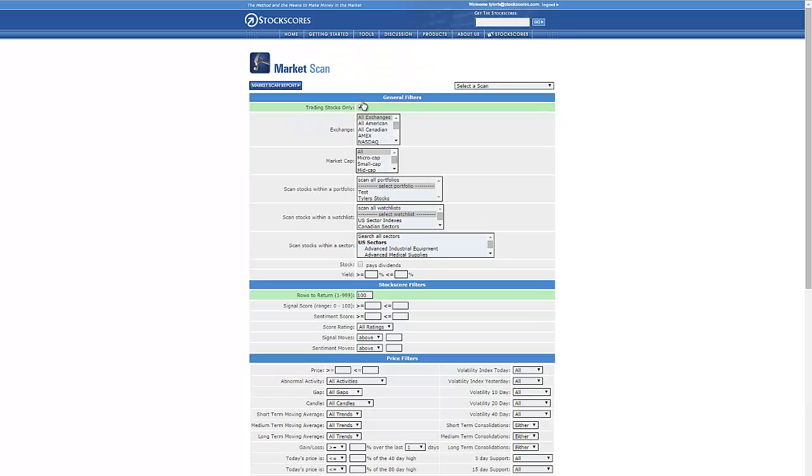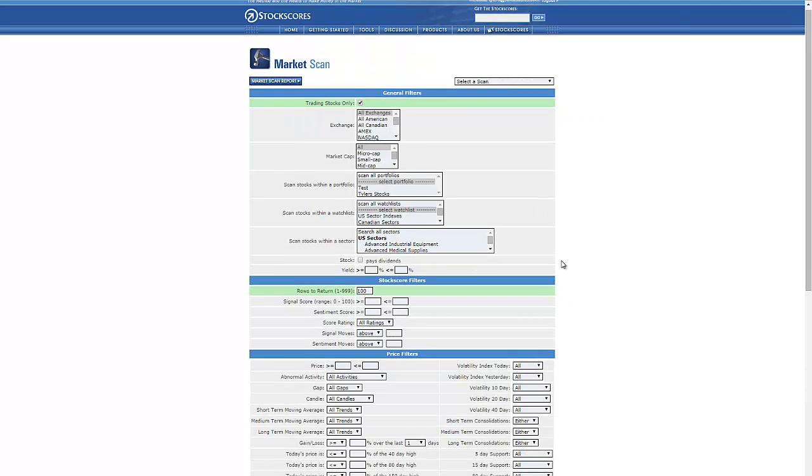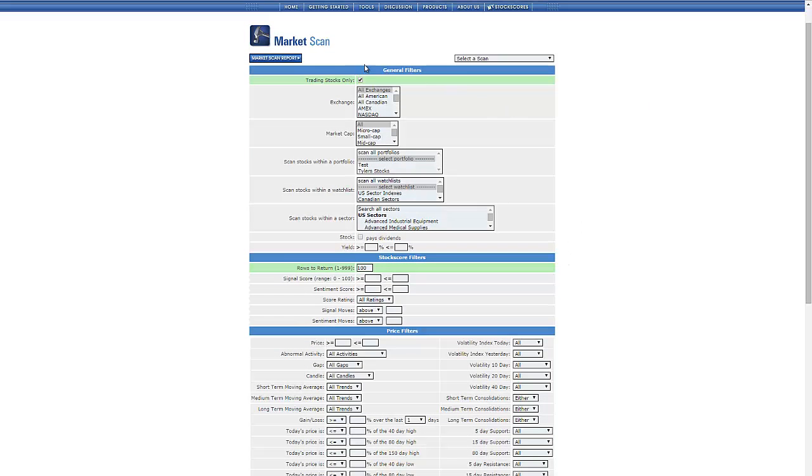Well, let's jump back to the market scan now and just go through these filters in a little bit more detail. So up at the top here we have the general filters. These are filters where we're looking for exchange, market capitalization. We can look for stocks that are inside a portfolio or a watch list that I have created, stocks that are inside a sector. We can say to only look for stocks that pay a dividend with a yield between, say, 2 and 6%. You can really add in some cool criteria when you do that. Let's turn those off.